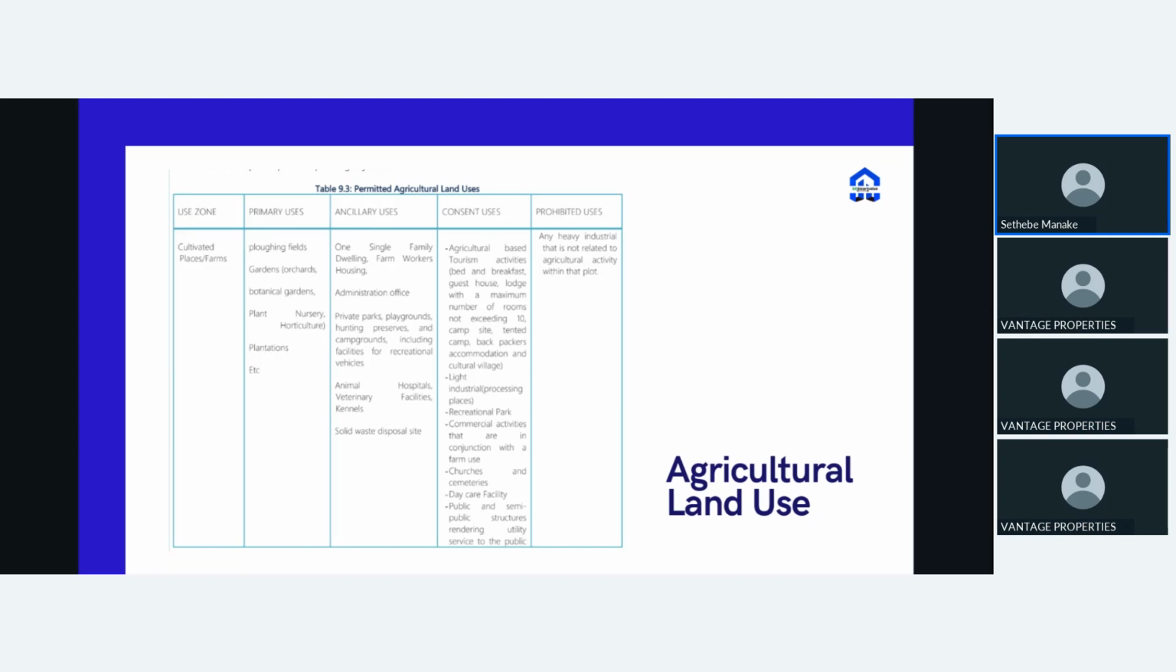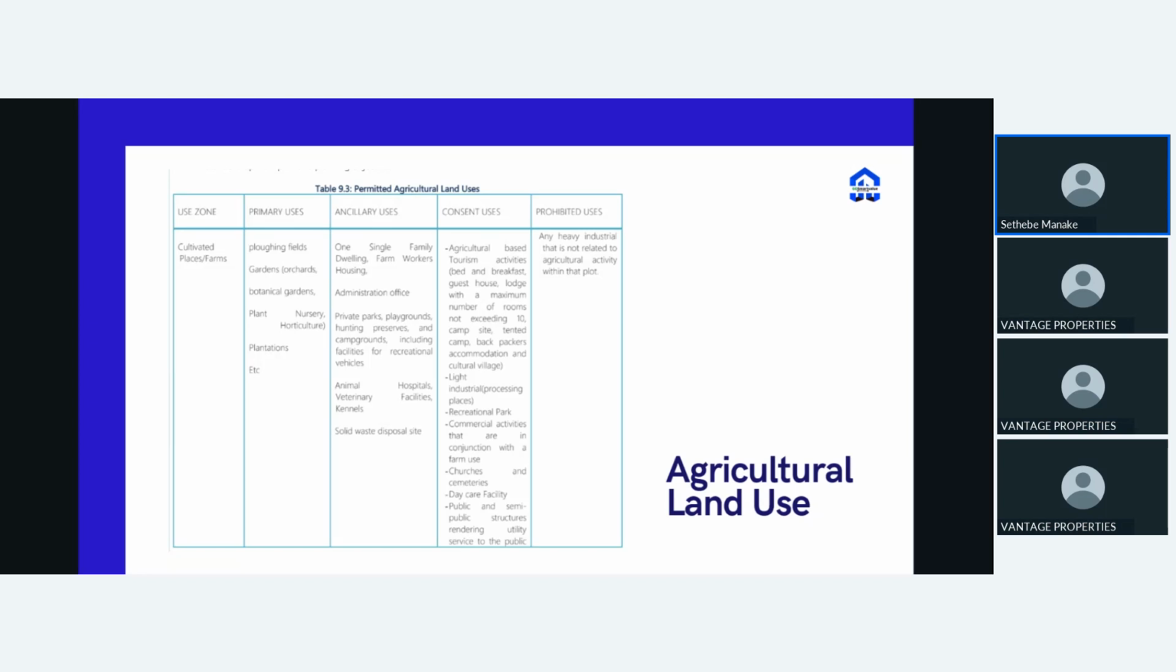Other things that are consented that you can do, you can have a church inside your farm, you can have a cemetery inside your farm, you can have daycare inside your farm, you can have public structures, you are serving the community, they provide a utility, I don't know, a community hall, that can be allowed, but you have to ask for consent for these things.